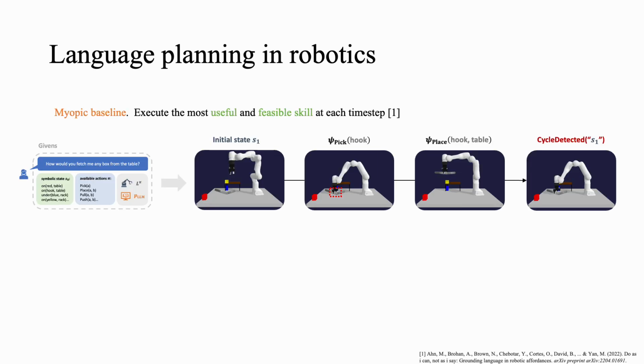Prior work in language planning for robotics proposes to solve such tasks with a language-based agent, which at every time step ranks skills by their usefulness and feasibility and executes the highest scoring skill. In this case, the robot first picks up the hook, but the grasp on the hook does not enable pulling the red box. The robot's only choice is to place the hook back on the table, returning the environment to its original state. This failure demonstrates that myopically selecting and executing skills cannot reliably solve long horizon tasks that contain geometric dependencies. A language-based planner must consider the feasibility of planned skill sequences before they are executed.